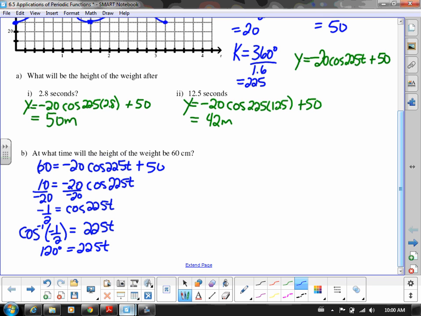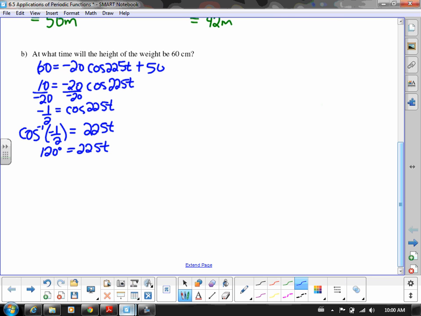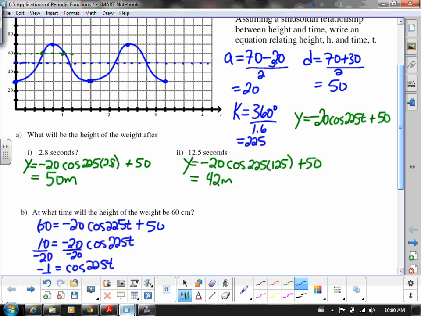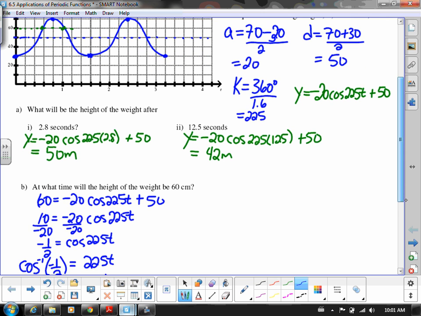So I've gotten rid of the cosine. Now I'm left with that 225. So I'm going to divide by 225, divide by 225. When I divide 120 by 225, we end up with about 0.53. Let's quickly have a look back up at our graph. Right here, it's somewhere between 0.2 and 0.5. So my graph could be off a little bit, but it looks like it's in the realm. That's why we don't want to use the graph to answer that question, because it's not as accurate as it should be. Now, that's one of the answers.